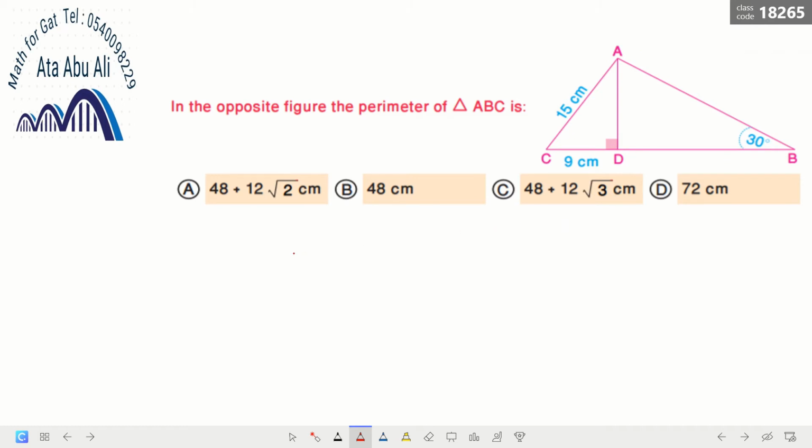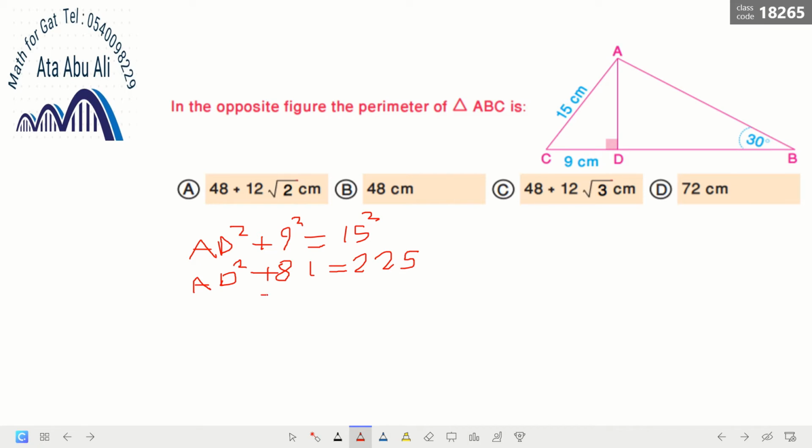As you know, to find AD, that means AD square, as Pythagorean theorem, plus 9 square has to be equal to what? To the 15 square. Now that means AD square plus 81 is equal to 15 square, 15 times 15, 225.